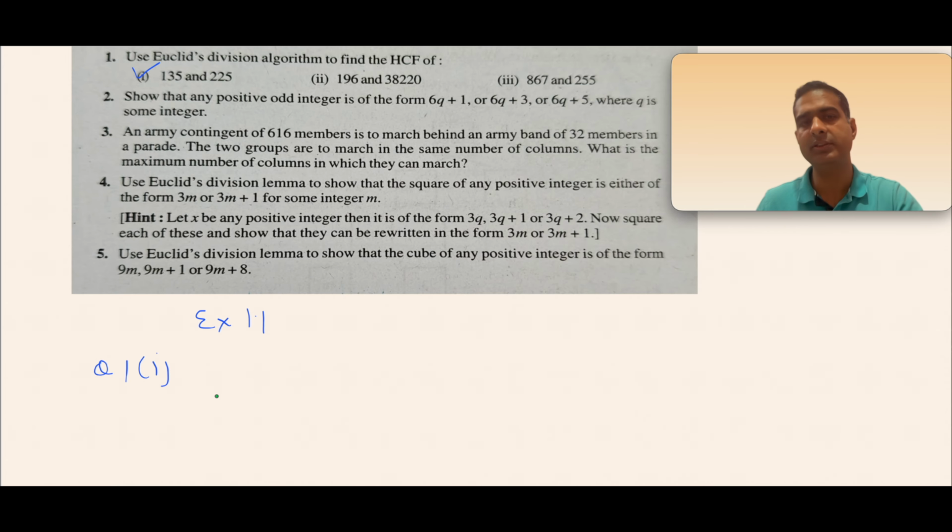So what was the first step? If we have two numbers C and D, and C is greater than D. So here 225 is greater than 135. So C will be 225 and D will be 135. Sorry, this is 225.